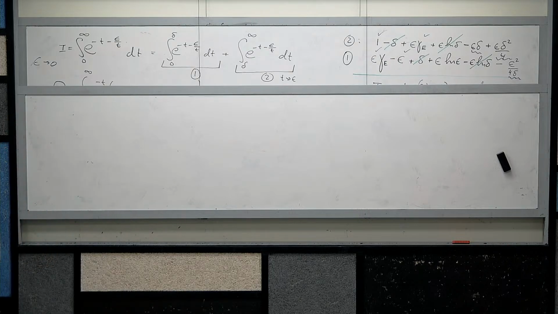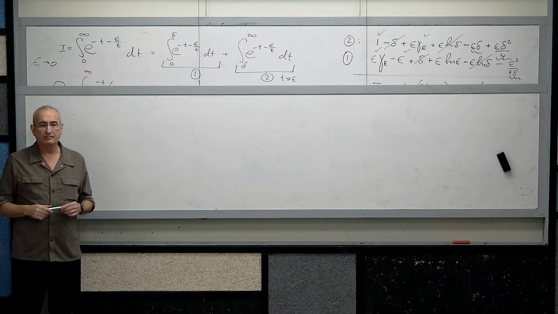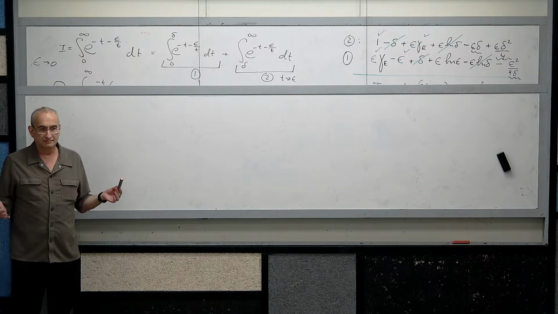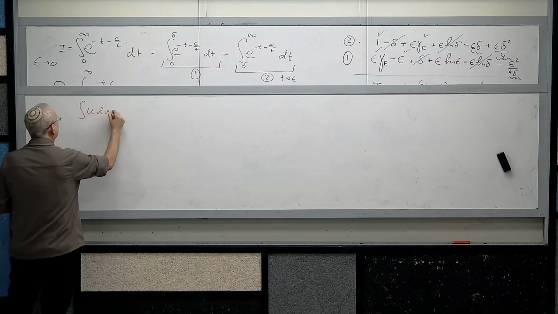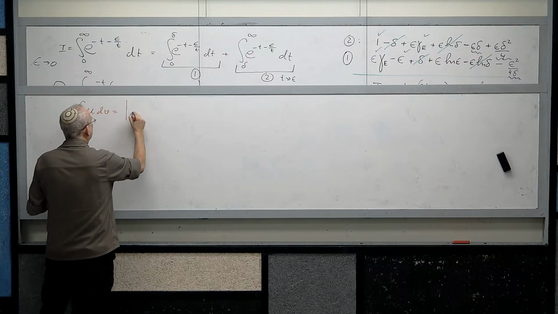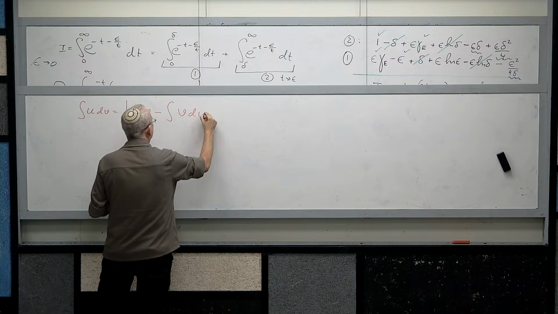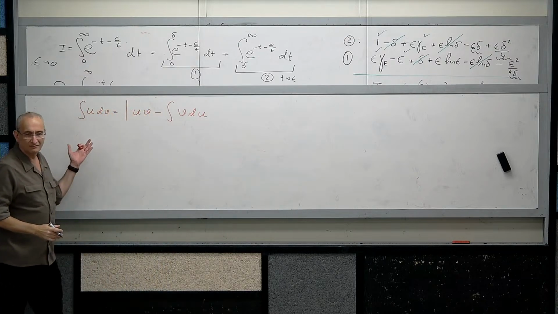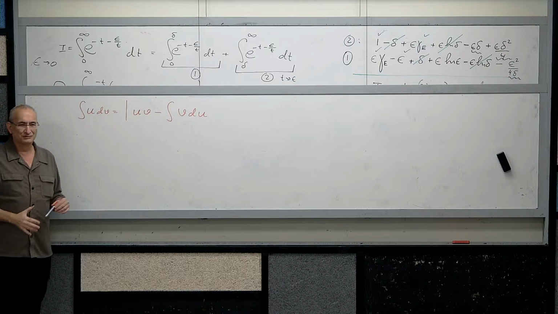Good. Now, next, I would like to speak about doing the asymptotics of integrals using integration by parts. So integration by parts, you all know that the integral of u dv is the boundaries of uv minus the integral of v du. I think you learn it in high school, right? It's not a university thing.